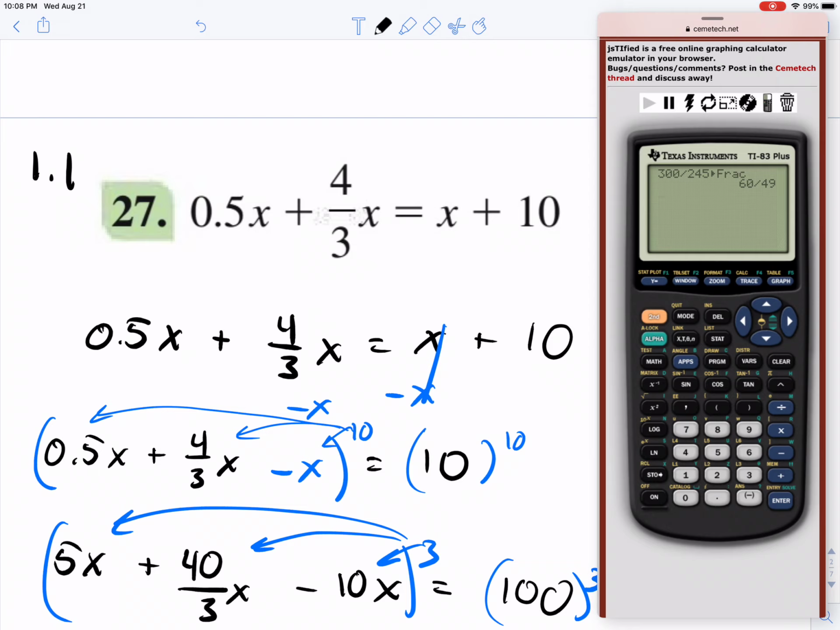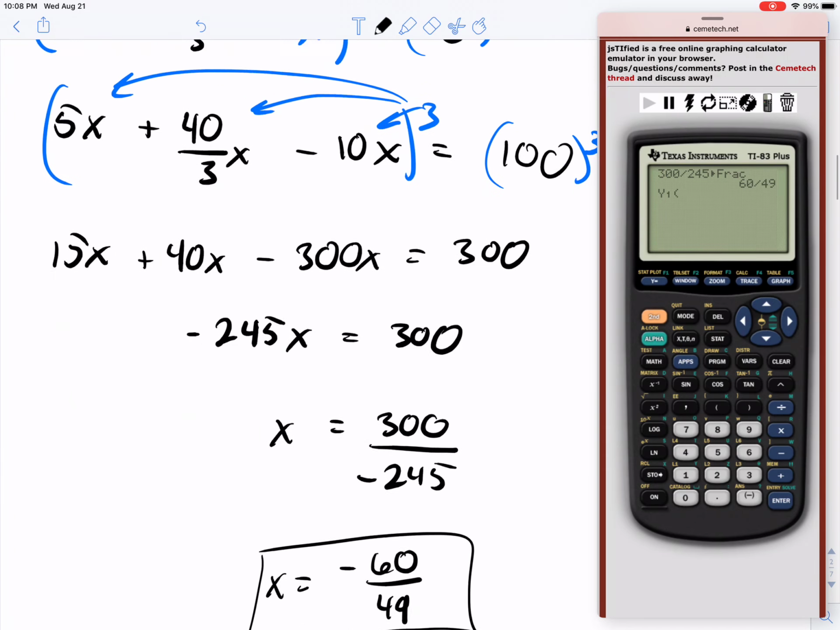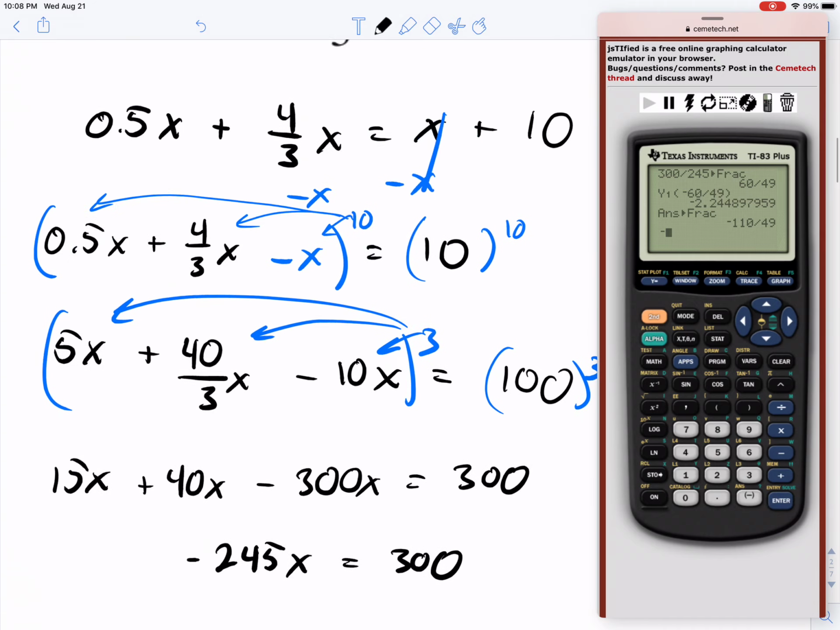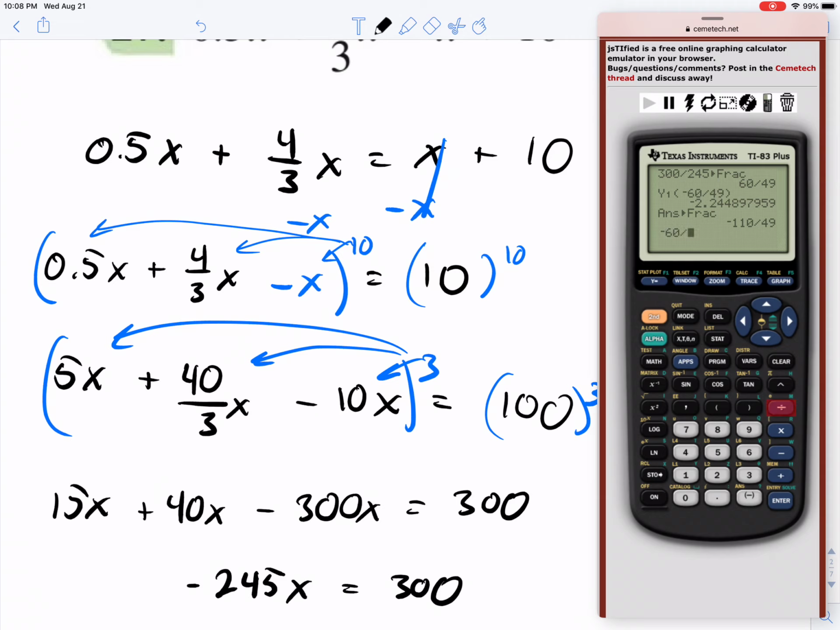So then we're going to go to variables, y1. When x is, I think we got, negative 60 over 49, we'll get an answer, right? Then when we plug in that fraction on the other side, do we get the same answer? What if we hit math as a fraction? Okay, we get something like that. Let's do our negative 60 over 49 plus 10, math as a fraction. So we made a mistake somewhere.